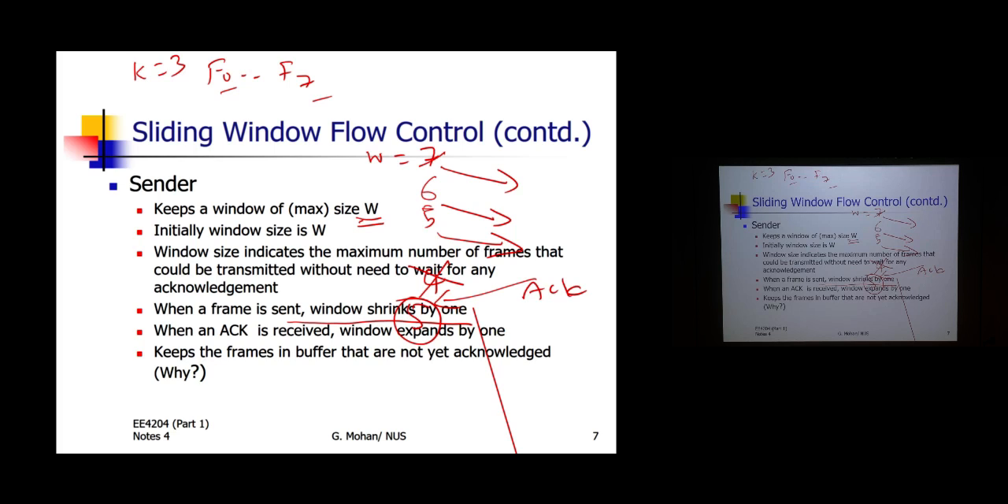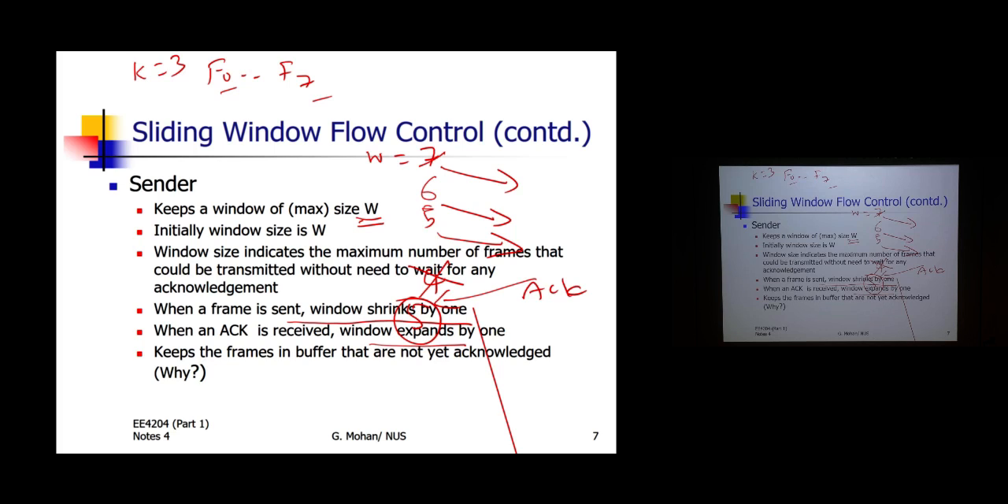What does it mean? The current window is 4. That means it has transmitted 3 frames. It's permitted to transmit 4 more frames. Now it receives an acknowledgement. That means it's permitted to transmit 1 more frame. That means 4 will become 5. Is that okay? Basically it defines how many outstanding frames can be there, how many frames can be transmitted without waiting for an acknowledgement. So whenever an acknowledgement is received, the window expands by 1. That means the window count W is incremented by 1.